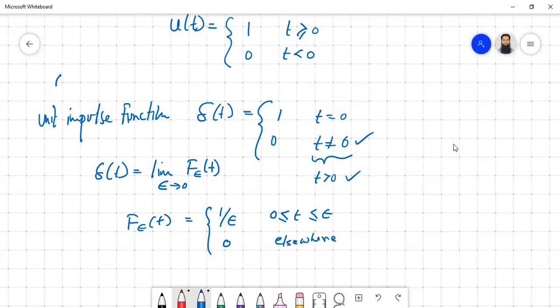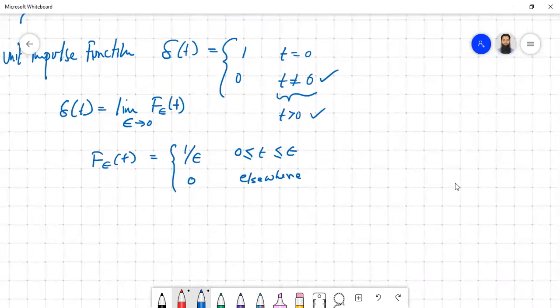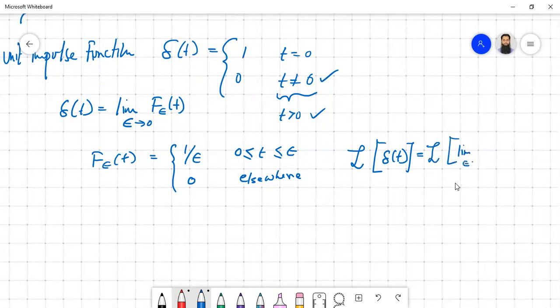So this is your ideal definition of the unit impulse function. Now if we have to apply the formula for the Laplace transformation, the Laplace transformation of delta(t) is going to become the Laplace transformation of the limit as σ tends to 0 of f_σ(t). We have to apply this formula to figure out the Laplace transform of the unit impulse function, so first we must know the Laplace transformation of that function. Also we have to consider the limit.